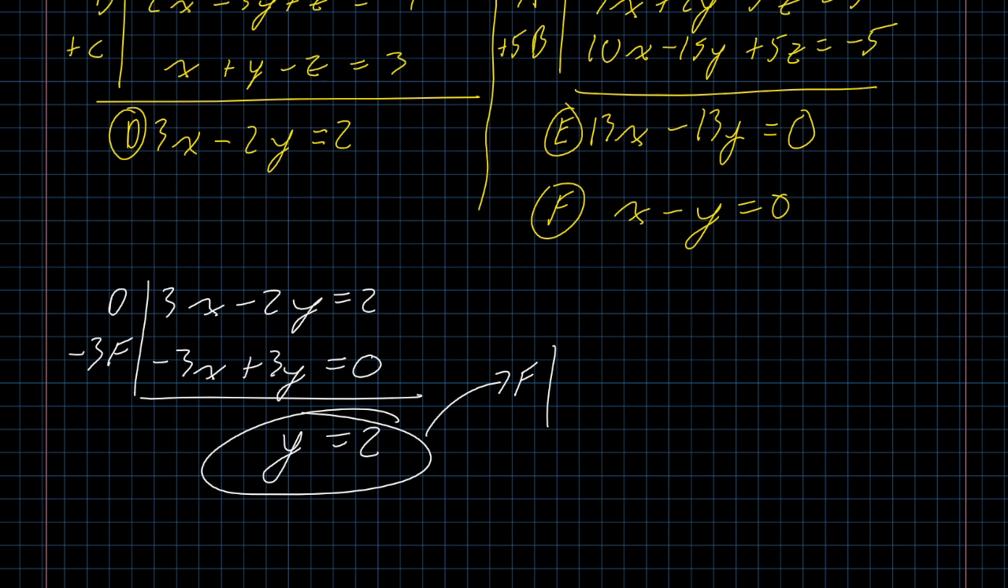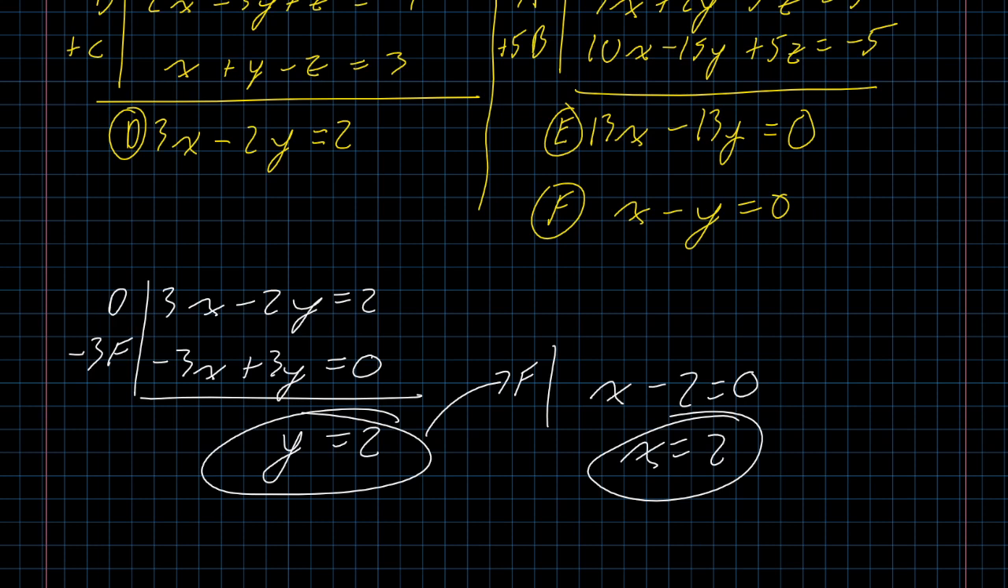Plug that into equation F. I have now x minus 2 is equal to 0, which I can rearrange and get that x is equal to 2. There's my second coordinate for the solution.